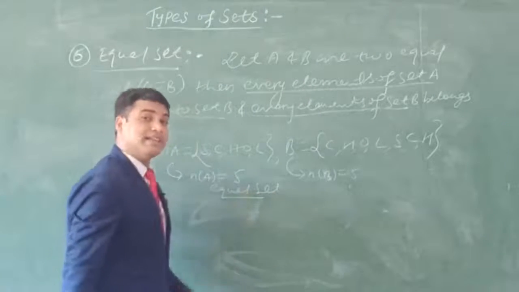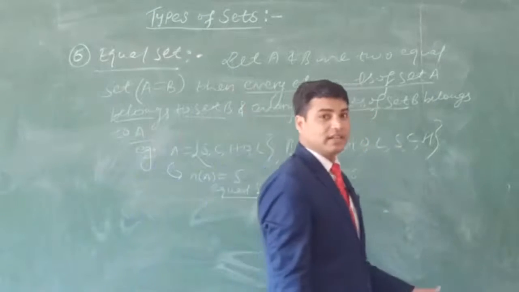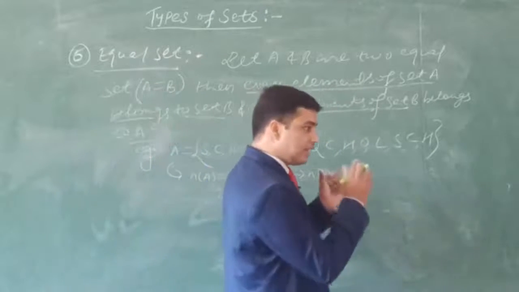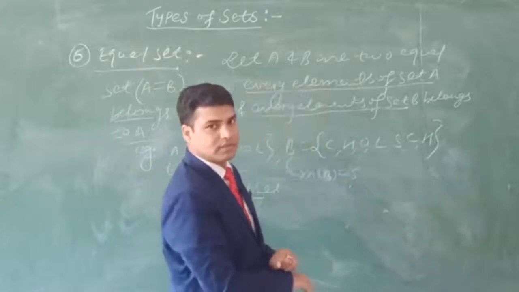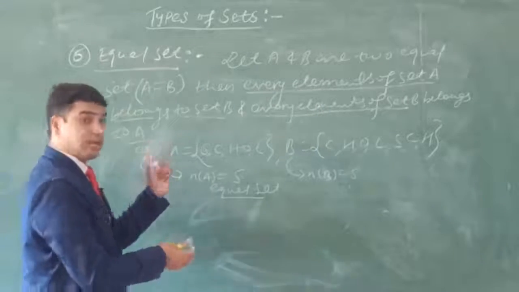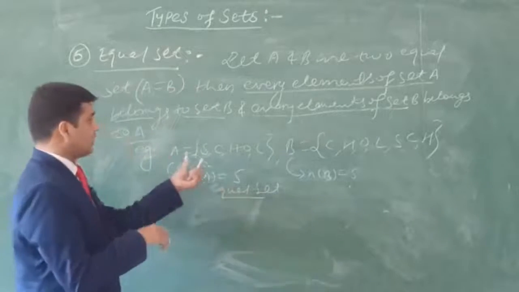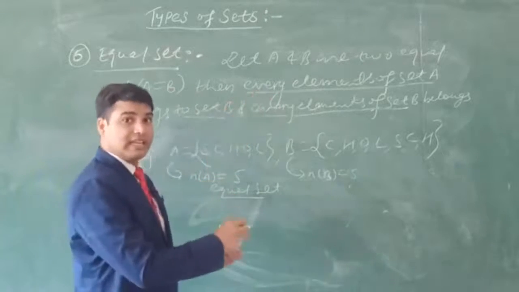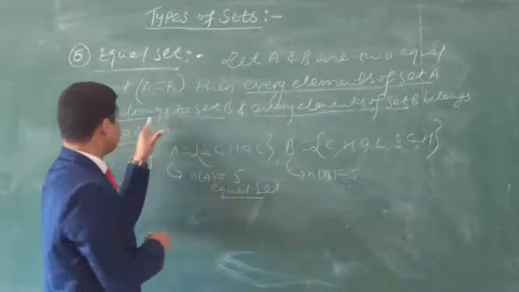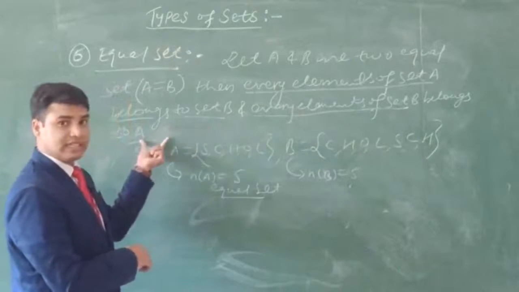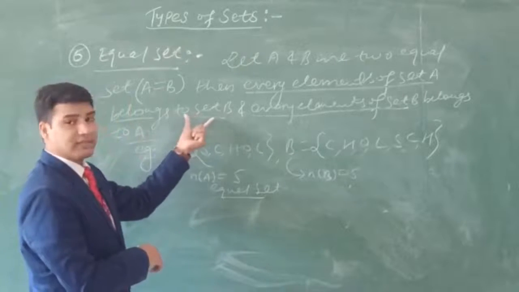So you can ask what is the difference between equal and equivalent sets? In equivalent sets, only the number of elements should be the same. But in equal sets, the number of elements should be the same, as well as every element of set A should belong to set B, and every element of set B belongs to set A. This second condition is very, very important for equal sets.